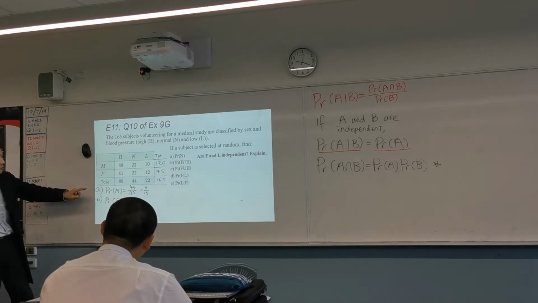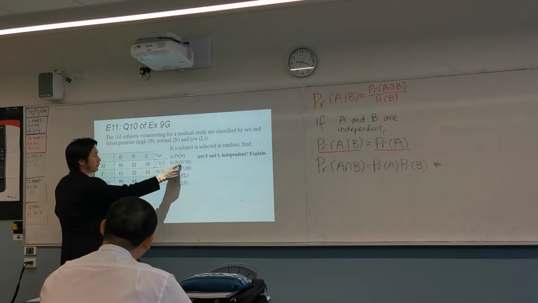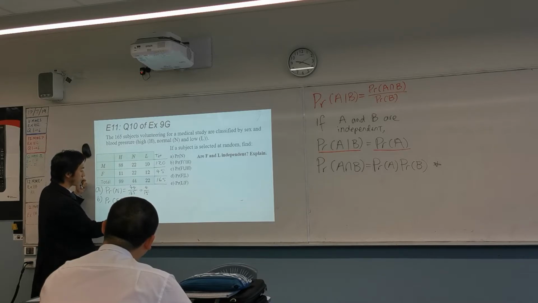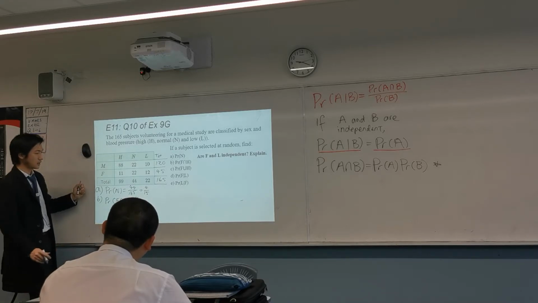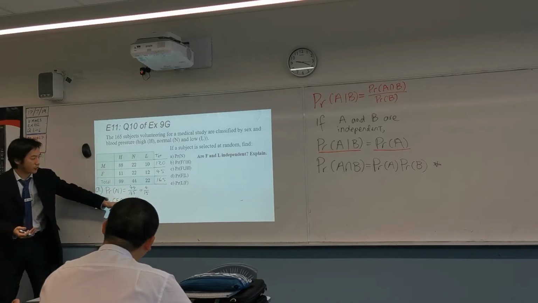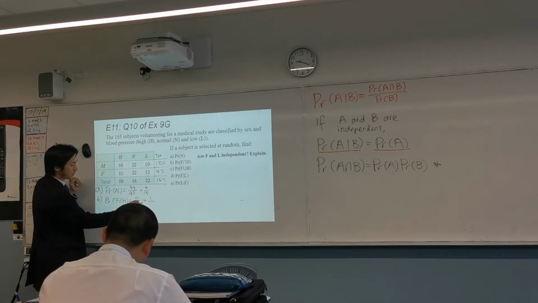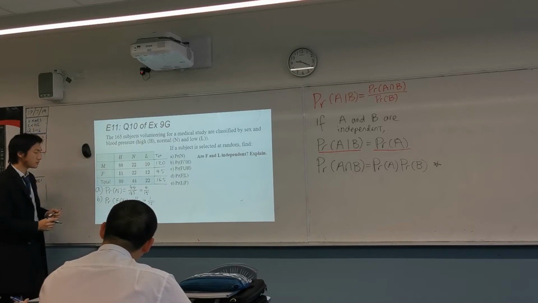Great. So the probability of the intersection F and H is 11 out of 165. And it turns out that they're both divisible by 11 as well. 11 divided by 11 is 1, and 165 divided by 11 is 15.